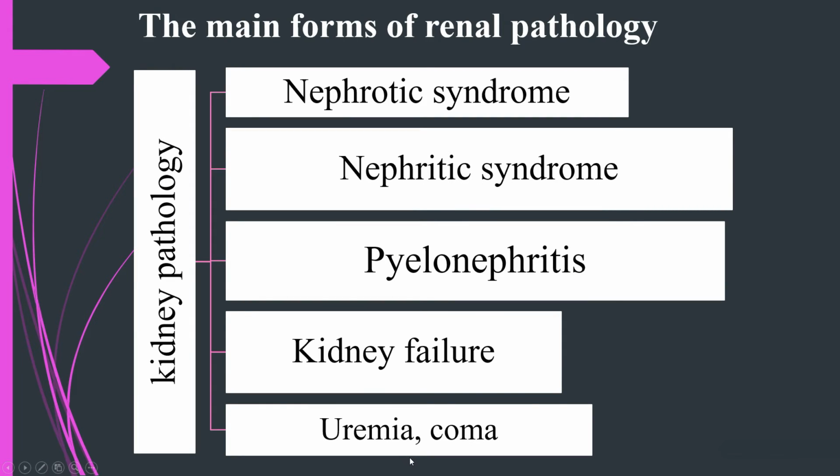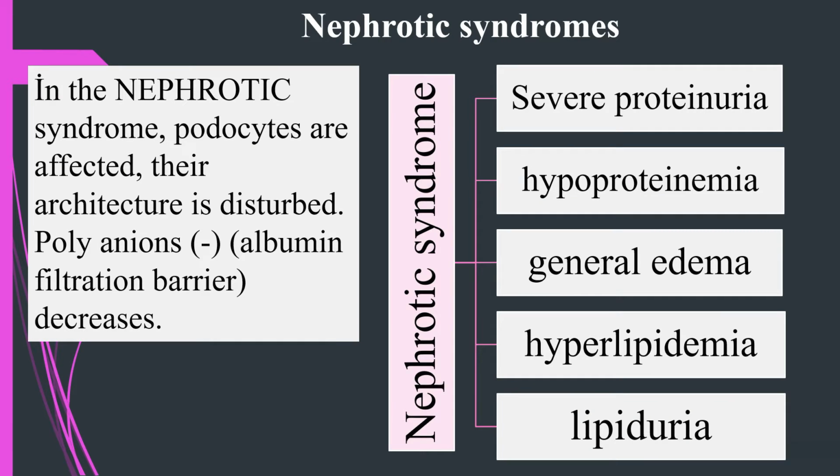The main forms of renal pathology are, for example, nephrotic syndrome, pyelonephritis, kidney failure, and uremia and coma. In nephrotic syndrome, podocytes are disordered and their structure is disturbed. Polyanion barrier disorders and an injured albumin filtration barrier form severe proteinuria, hyperproteinemia, and general edema, hyperlipidemia, and lipiduria.